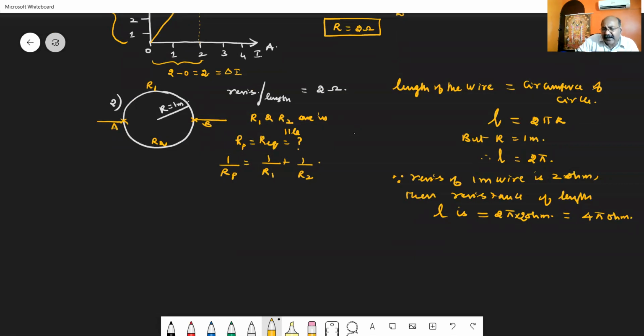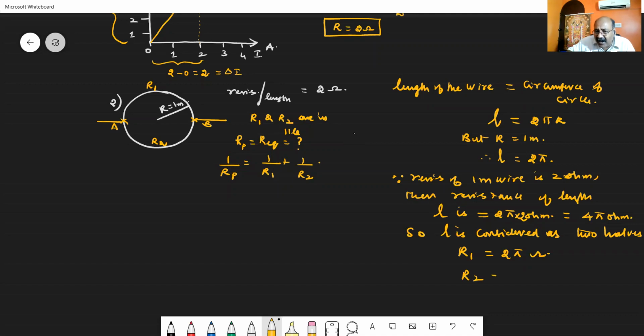One is R1 and another one is R2. Since L is considered as two halves in the circle, we can say resistance R1 is equal to 2 pi ohm and resistance R2 equal to another 2 pi ohm, since resistance R is directly proportional to length. So take these two values and substitute it here.